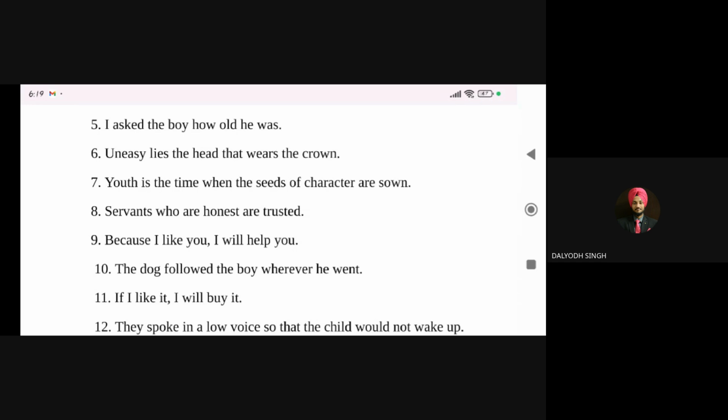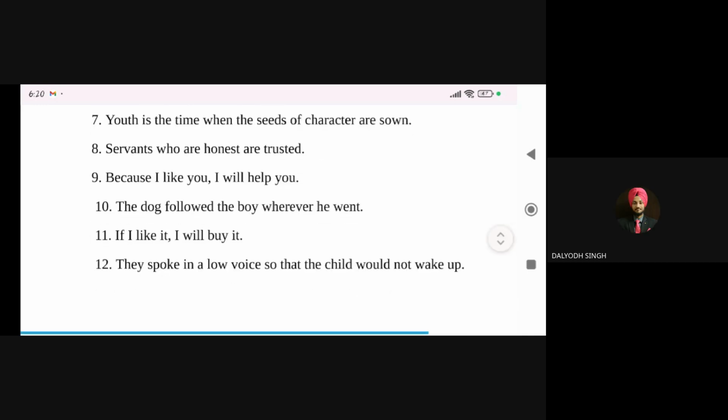Because I like you, I will help you. Because I like you. And what is this one? Adverbial. It gives you a reason. So this is adverbial. Because I like you, I will help you.